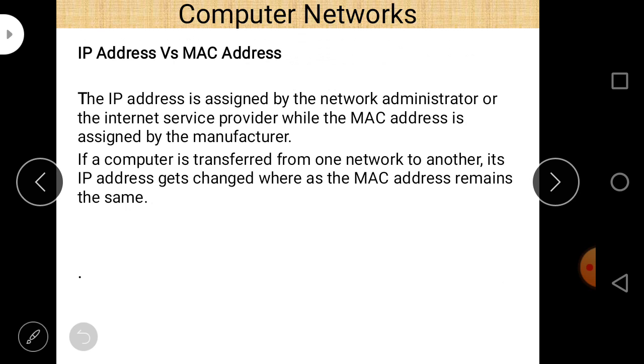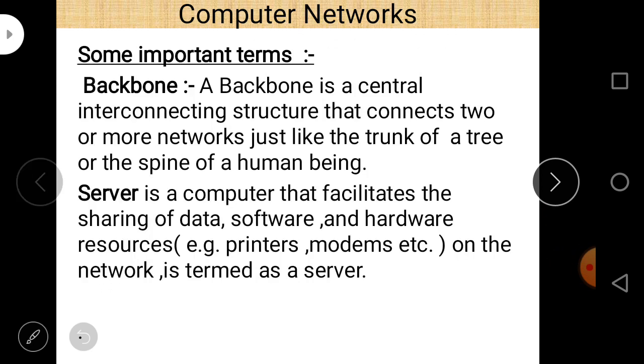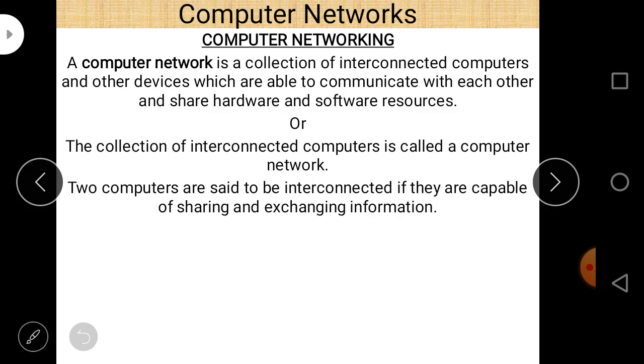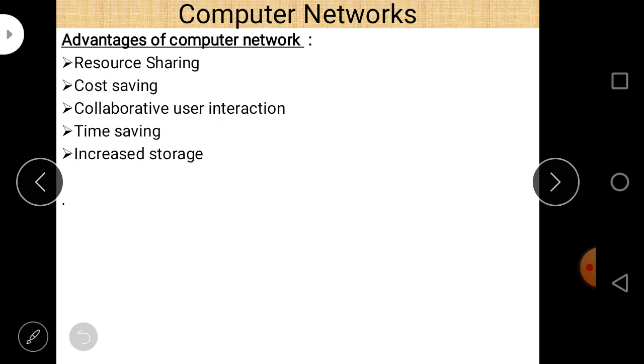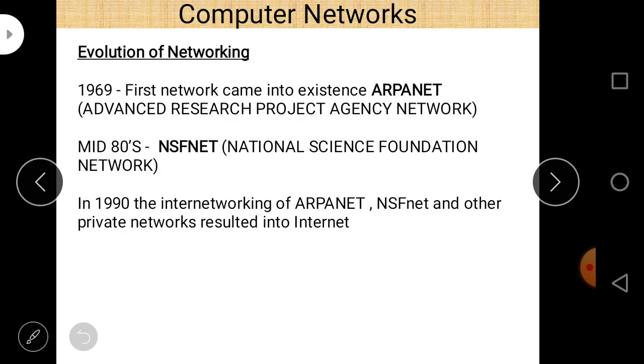So this is all about computer network part 1. These are some important terminology regarding computer network. I hope you understand all these terms, and write down the main points regarding computer network from the beginning. Definition of computer network, after that its advantages and uses of networking, and after that Arpanet definition and full form of Arpanet, and year 1969. It is a good question for your general knowledge also.